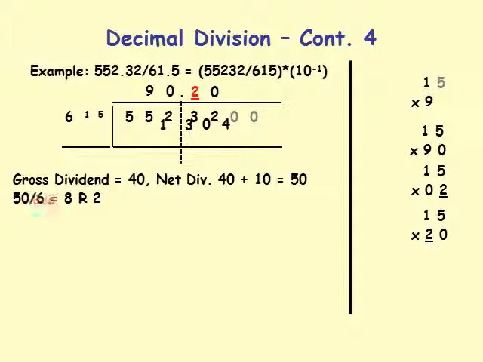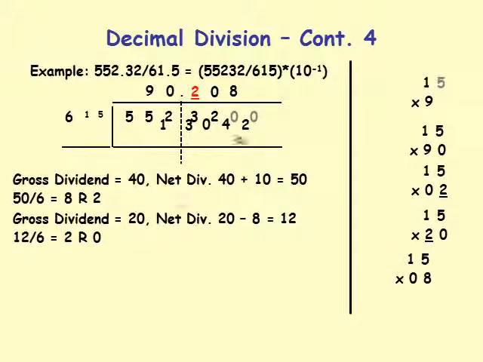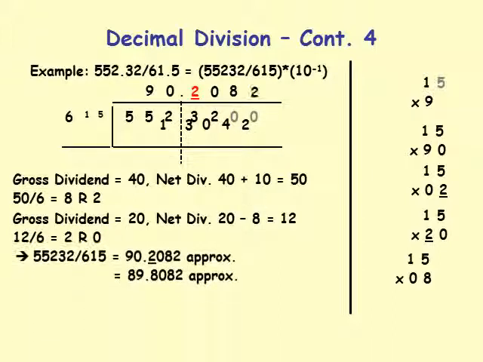Now we divide 50 by 6. I got 8, remainder 2. So I got 8 in the quotient line and 2 in the remainder here. Let's continue. Our next step, we have 0 and 8 as our most recent quotient digits, and 1, 5 as flag digits. Gross dividend is 20, the 2 here. Net dividend is 20 minus 8, which is 12. We divide 12 by 6, which is 2, remainder 0. We just stop the division now.